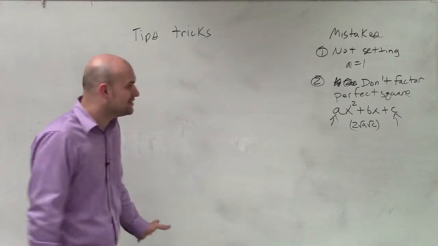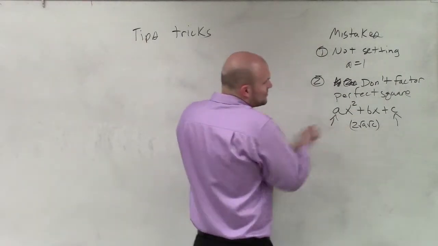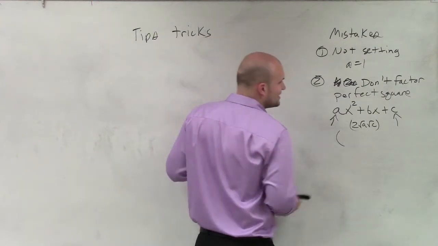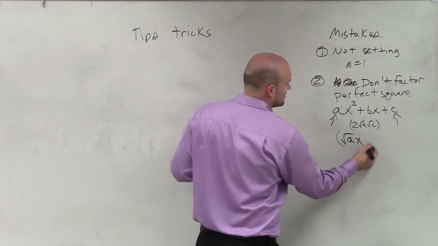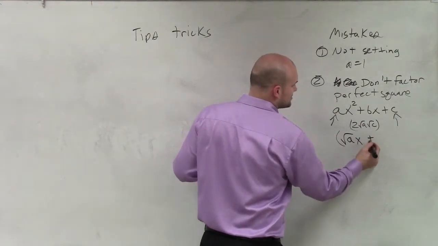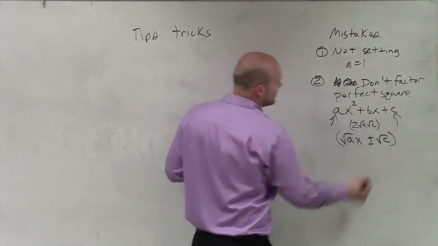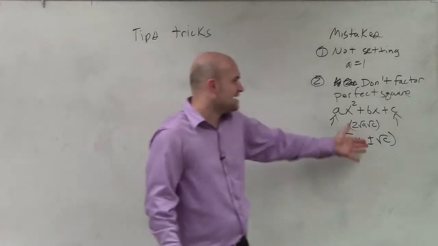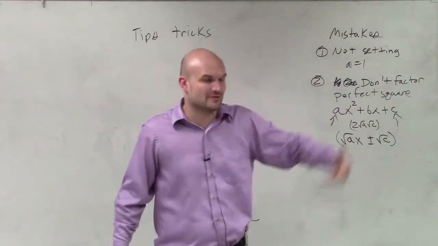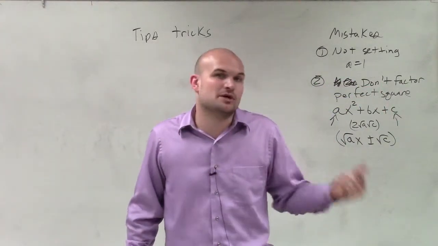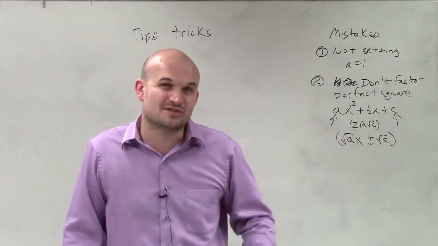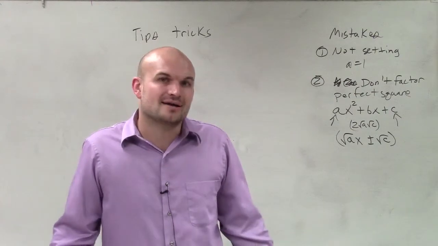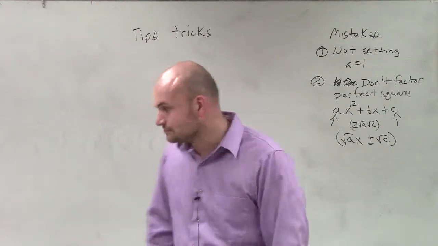And when looking at this, a lot of students just say, I have no idea how to factor this. But once you have a perfect square trinomial, you have the square root of ax plus or minus the square root of c, and it all depends on whether your middle term is positive or negative. So knowing how to do that very quickly is important, because one of the common mistakes is that students can complete the square, they can do the b over 2, but then they get stuck on how to factor them.